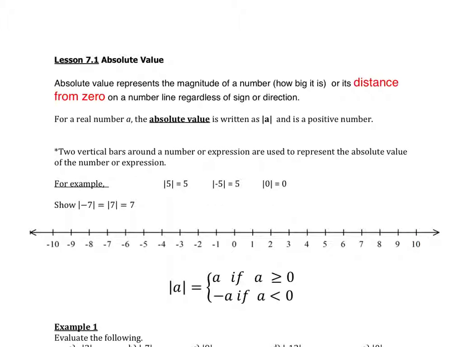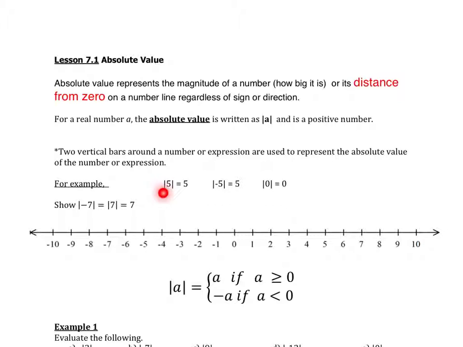All right, so an absolute value, what is that? Well, what it does is it represents the magnitude of a number. And magnitude means how big it is. Or we can also think of it as the distance from zero on a number line. So right here we have our number line. How far away is it from zero?